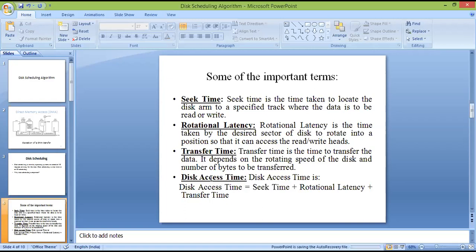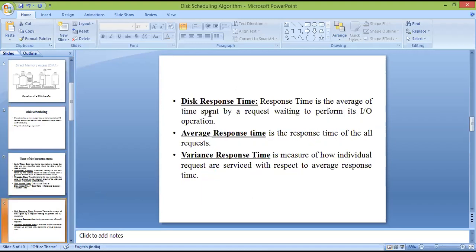And then the next one, the disk access time. Disk access time is a summation of seek time, rotational latency, and then the transfer time. The next one, disk response time. Response time is the average time spent by a request waiting to perform its IO operation.